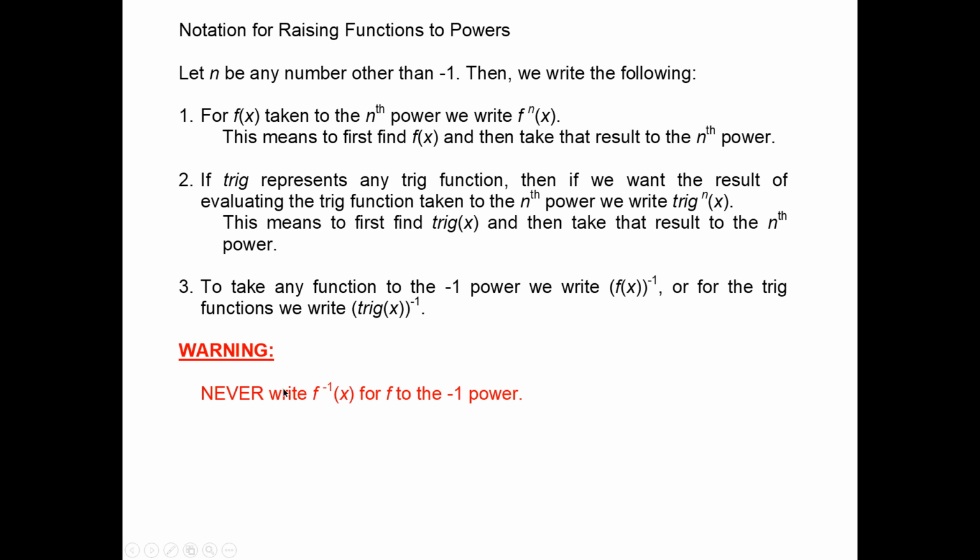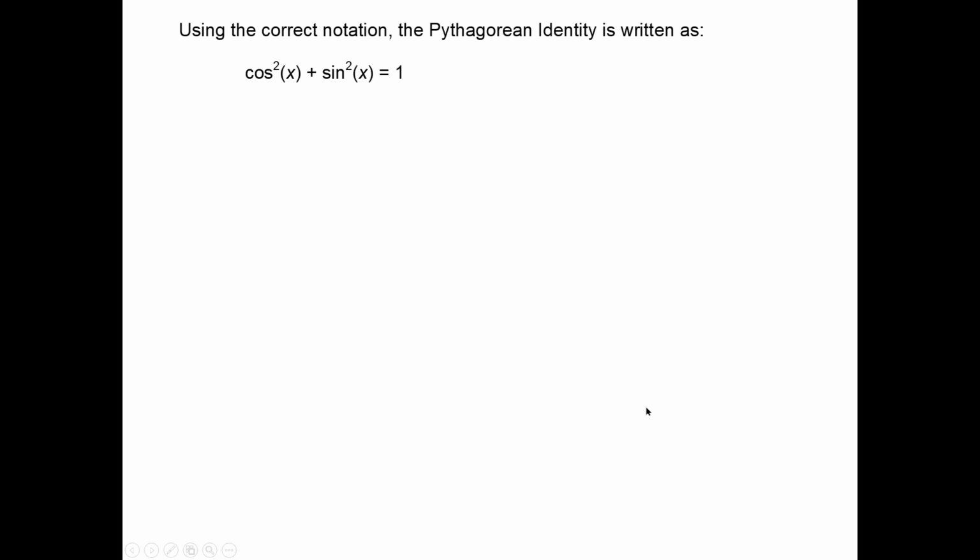So warning, never write f to the -1 of x for f to the -1 power. This notation means inverse function. The inverse function is not the reciprocal. Using the correct notation, the Pythagorean identity is written as this. Cosine squared of x plus sine squared of x is equal to 1. And that's how we say it. Cosine squared of x plus sine squared of x is equal to 1.